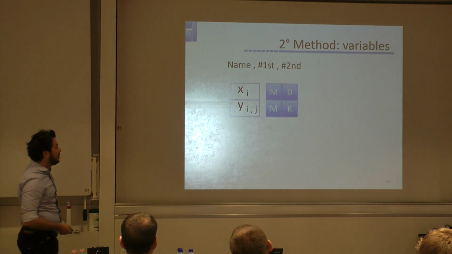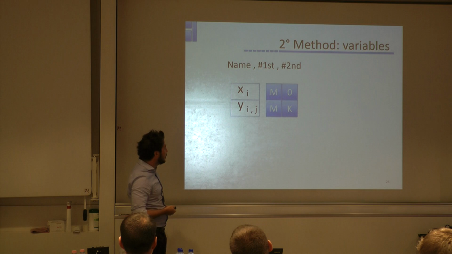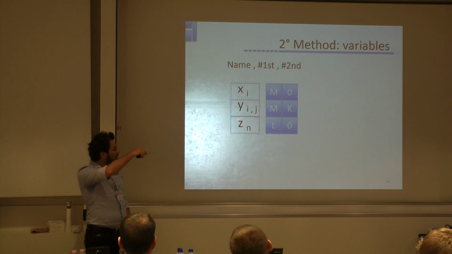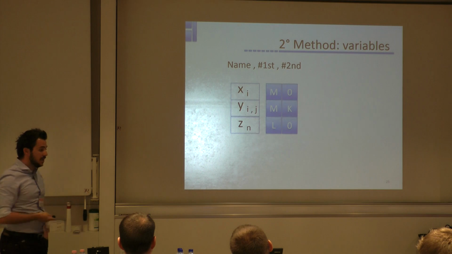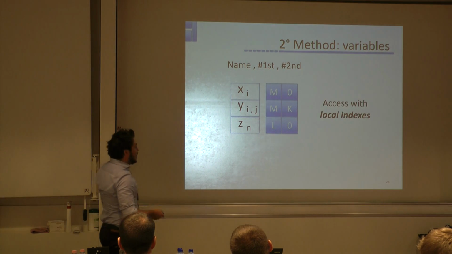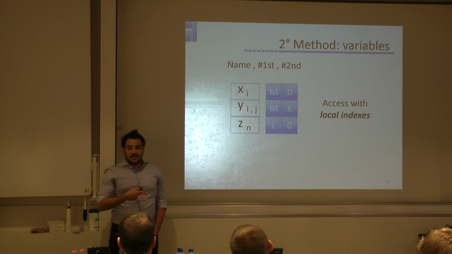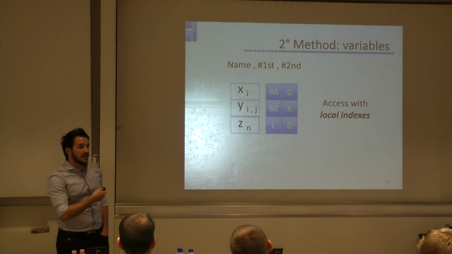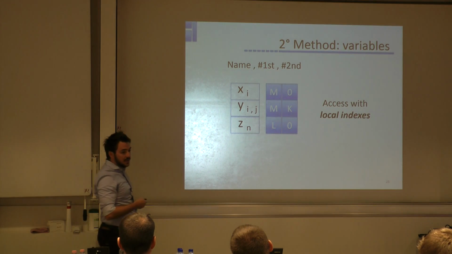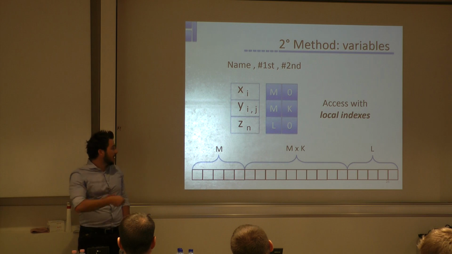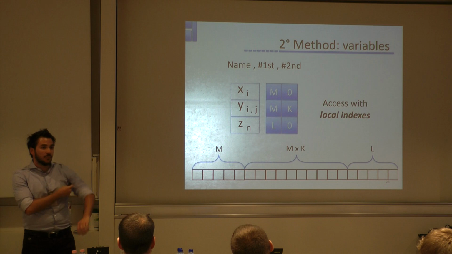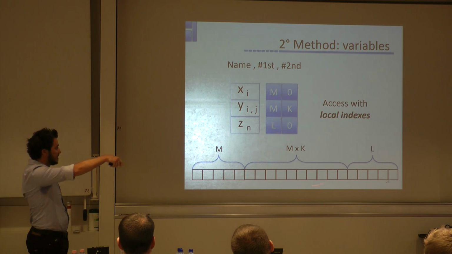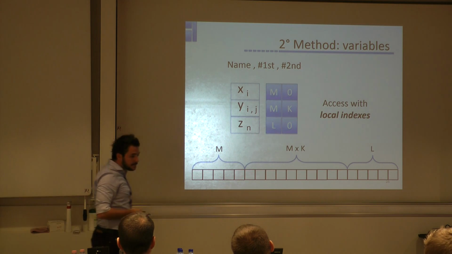Then the same thing with y, and for example, if we have a different one, we can represent all these elements this way. What we obtain is that we can access all those variables with their local indexes, okay, and we can use that in a way like this. So we can access all the elements here.